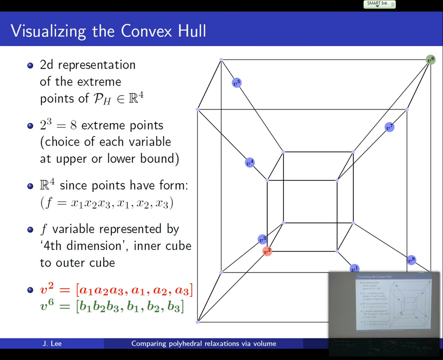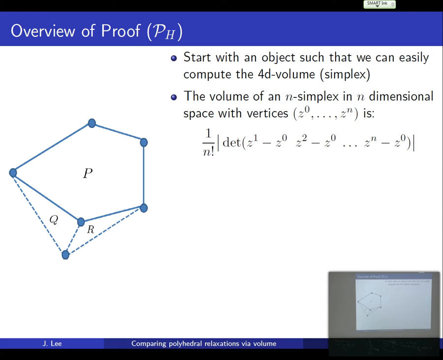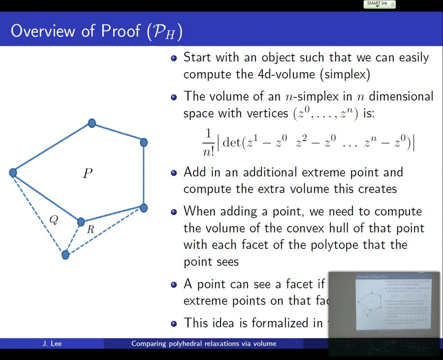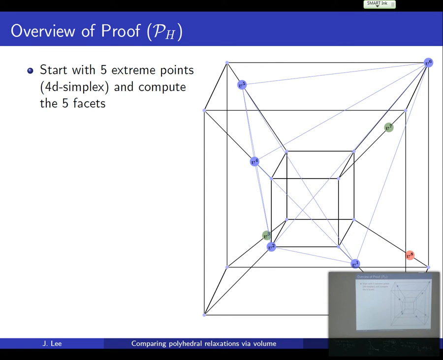And that's a reasonable place to put the other points to try to start to see what's going on. So we've got these 8 points that are the extreme points of the convex hull in 4 dimensions, and we want to go and calculate the volume. So let me just skip over to here. So here's what we do.